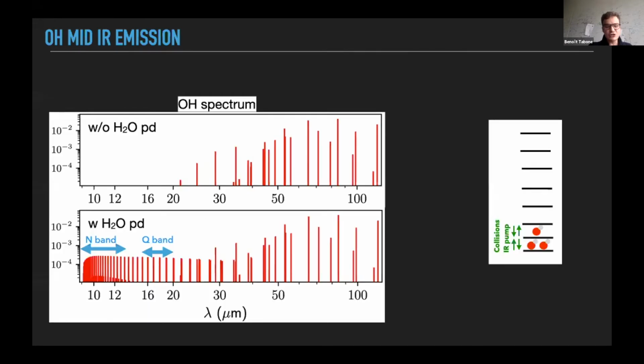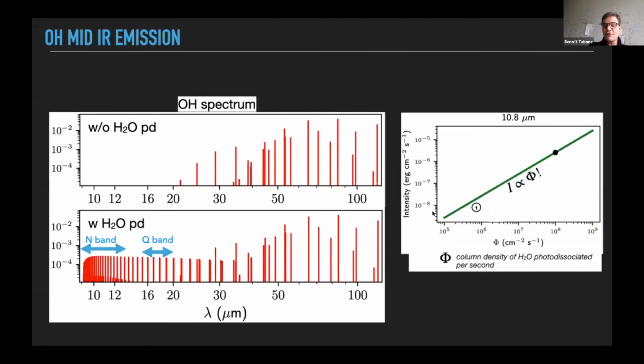What can we measure from these lines? Somehow you can feel that the line intensity depends on the strength of the UV photodissociation. What I'm showing here is the line intensity as a function of the column density of water photodissociated per unit time. And you can see that this line intensity in the mid-infrared is perfectly proportional to the column density of water photodissociated per second. So this is really what you can measure with these lines.